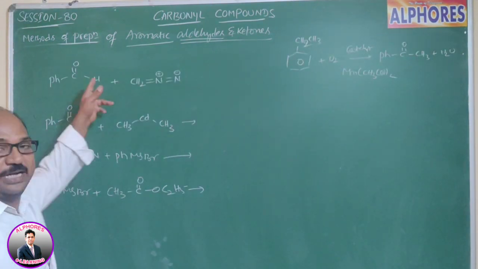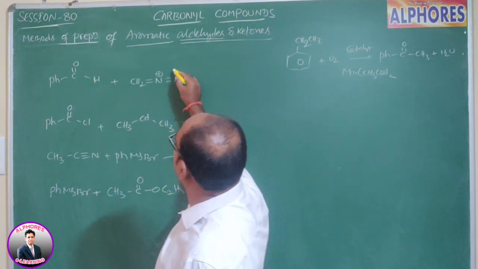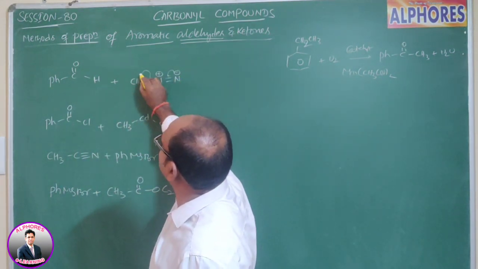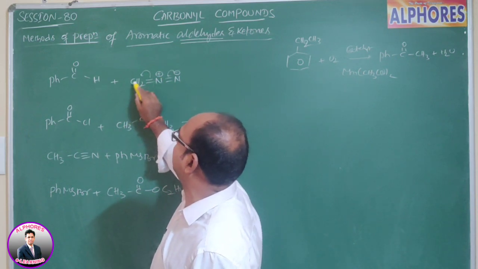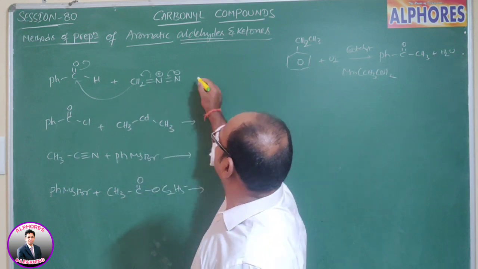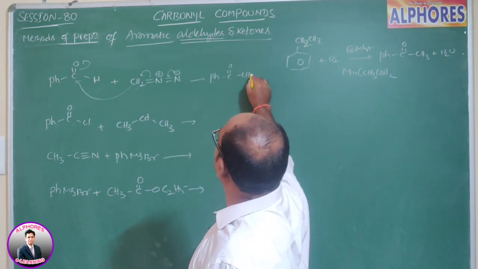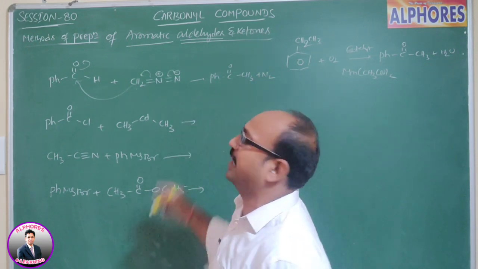Try to write these products and mechanisms here. Benzaldehyde reacts with diazomethane; as we know very well, the electrons shift, the carbon gets a negative charge, and this negatively charged carbon attacks this one. So what product do you get? You get PhCOCH3. Try to write the product and complete mechanism.